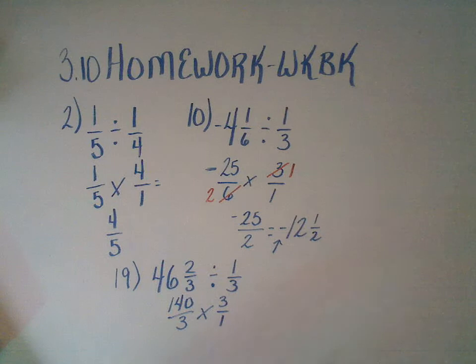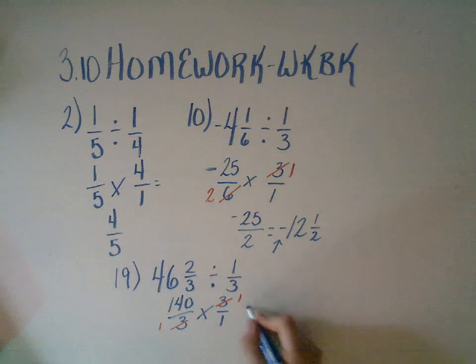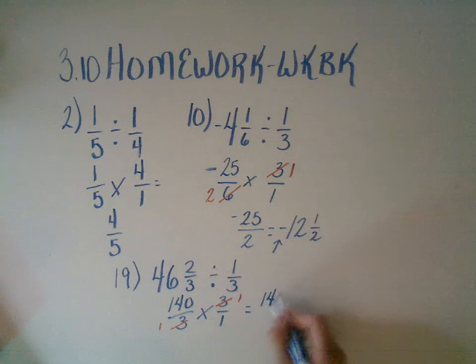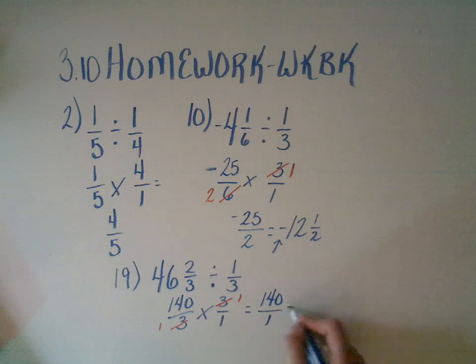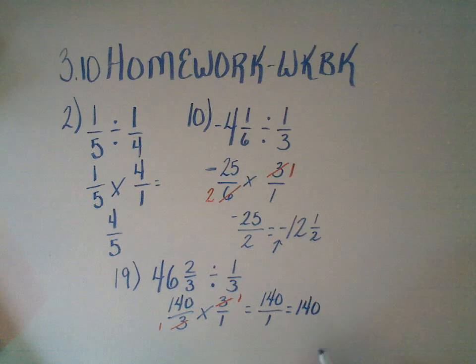Right? So I could multiply and reduce, or I could reduce and multiply. This one's really easy to reduce first, because on this diagonal they're both 3's. If I chop 3 out of both of those, they become 1's. So this is 140 over 1, or a fancy way of saying 140. And in context of the question, what does that mean? That means that they're going to be able to make 140 burgers from that 46 2/3 pounds of beef.